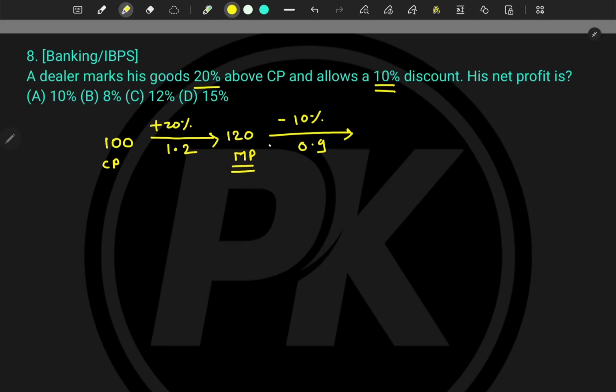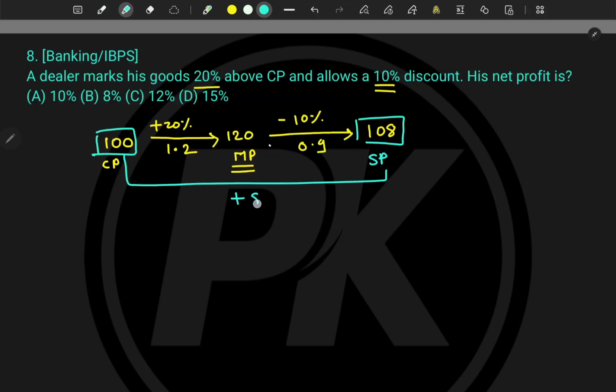We have to multiply it by 0.9. So like 12 nines are 108, right? So it will be around 108. Now tell me, earlier the cost was 100. This 108 is the selling price. What is the net change? It is 8 percent, and hence option number B is correct. Simple, one liner, no formula. Okay, now let's move to the next problem.